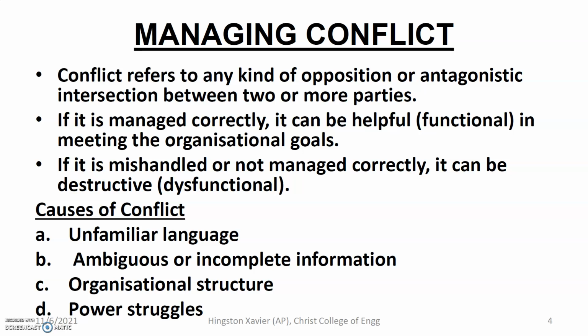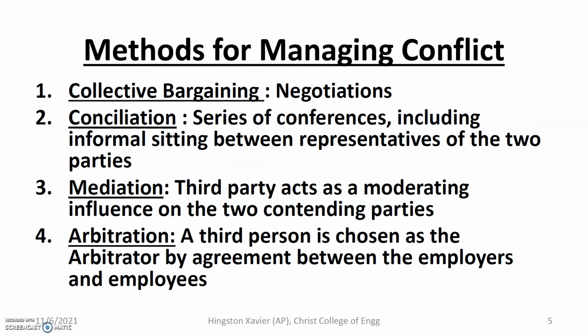Next one is power struggles. Power struggles means we are not provided with the necessary power to get access to something, and it results in conflict. These are some methods that will help to reduce conflicts. First one is collective bargaining. Collective bargaining means negotiations happen between two parties, and it helps to reduce the conflict. Next one is conciliation.